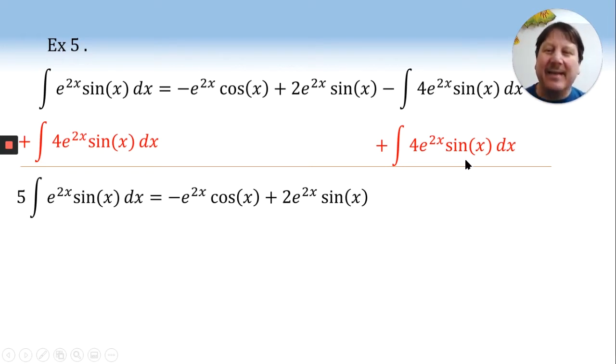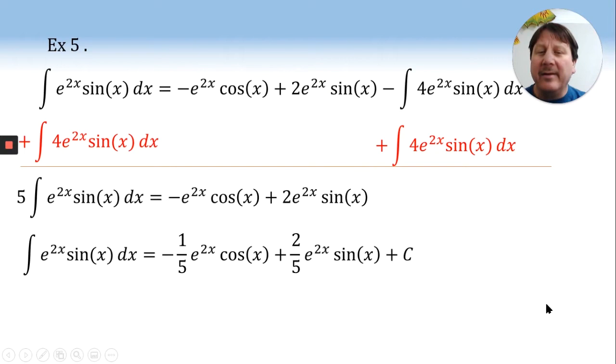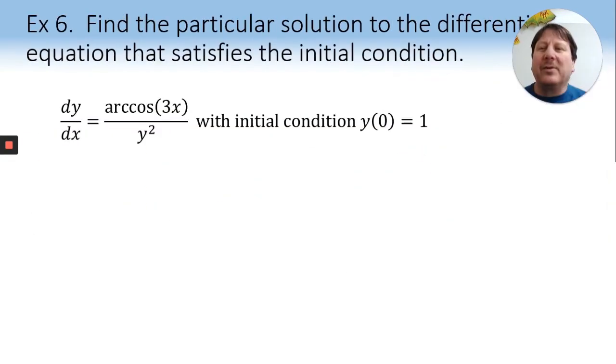And on this side, they all cancel off. So there we are, almost done. We just need to divide by 5, and don't forget that constant of integration. That's it. I think that is just such a slick little problem that it looks so complicated, and then it actually isn't that bad. Let's do one more problem.